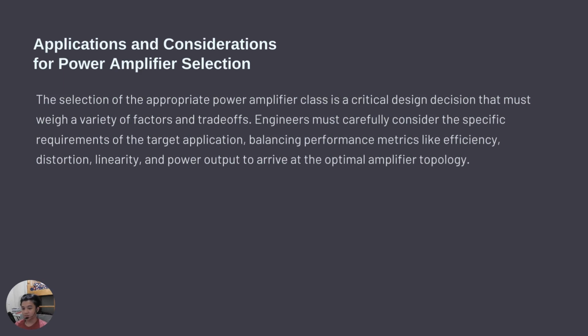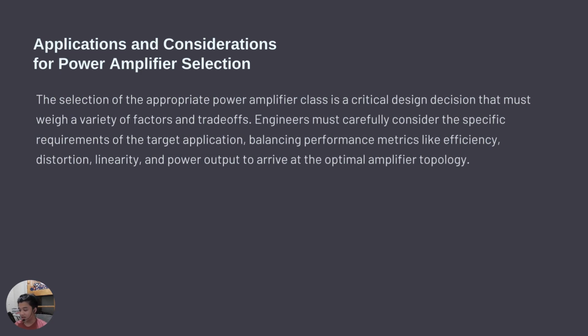Applications and considerations for power amplifier selection. For high fidelity audio systems, where sound quality is paramount, Class A and Class B amplifiers are often the preferred choices due to their exceptional linearity and low distortion characteristics. The trade-off of lower efficiency is typically acceptable in these applications, as the emphasis is on pristine audio reproduction rather than power conservation. In contrast, applications that demand maximum power efficiency, such as portable electronics, electric vehicles, and industrial motor drives, often lean towards Class D amplifiers.